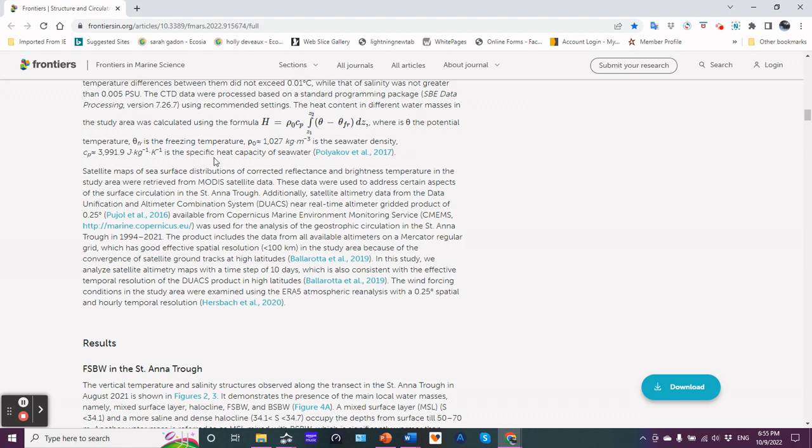And CP is the specific heat capacity. And it's given as almost 3,992 joules per kilogram per degree Kelvin. Per Kelvin. Okay.